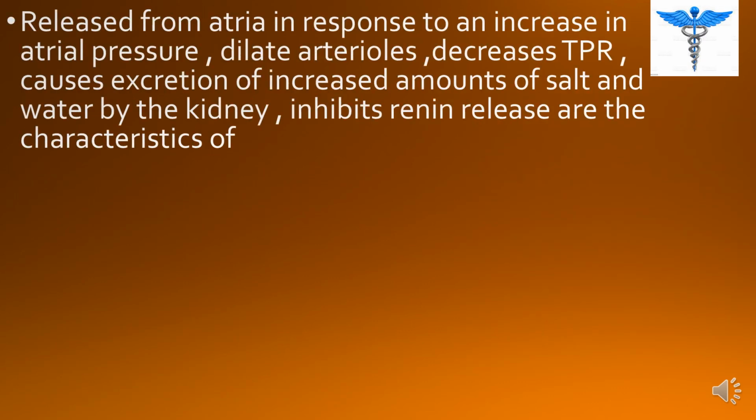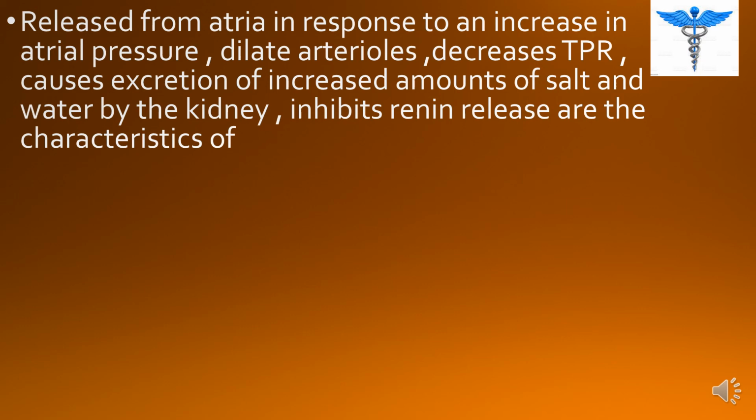Now the next question that we have is, here you can see these are the characteristics of a specific compound. You have to identify which compound that is. That compound is released in response to the increase in arterial pressure from the atria. When it is released in response to an increase in arterial pressure, it will tend to decrease the arterial pressure. How? By dilating the arterioles, by decreasing the total peripheral resistance. It will increase the excretion of salt and water by the kidney, and it will inhibit renin, because renin is released in response to low arterial pressure, and the renin increases the arterial pressure. Therefore it will inhibit the renin release from the kidney.